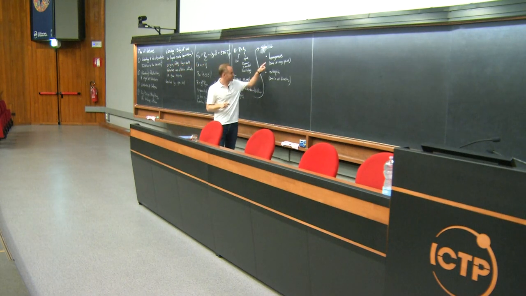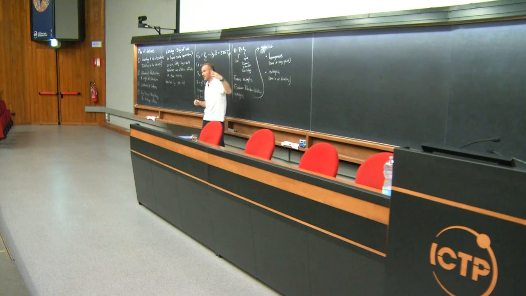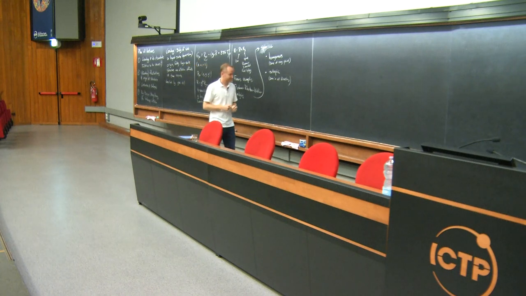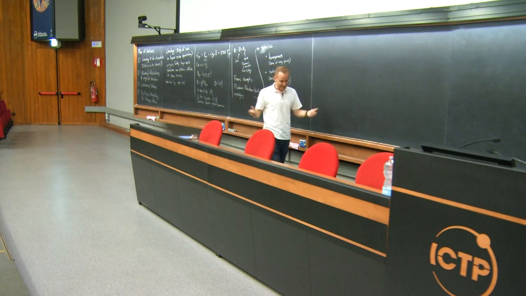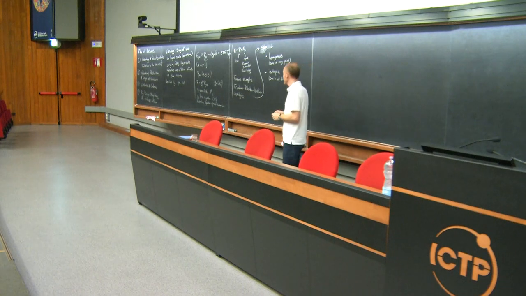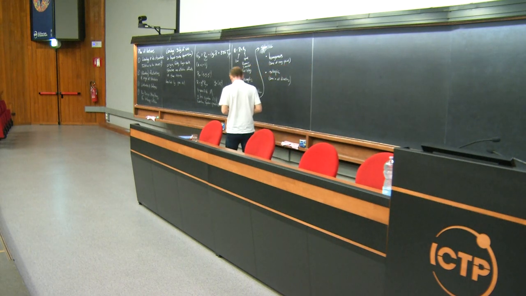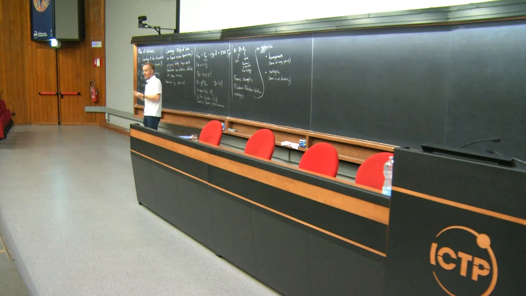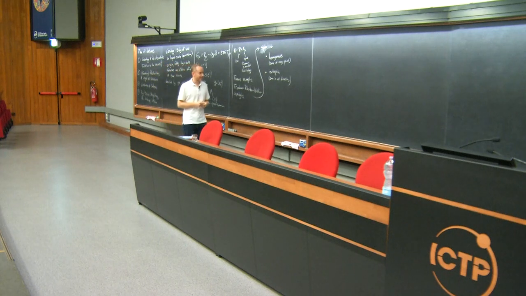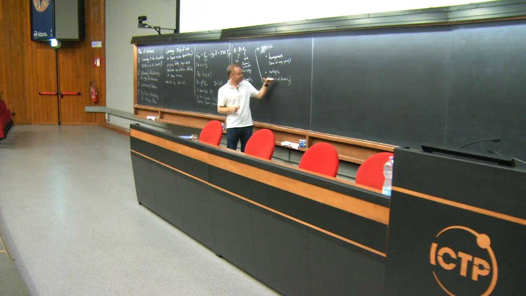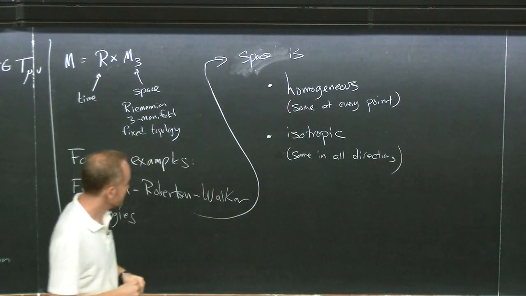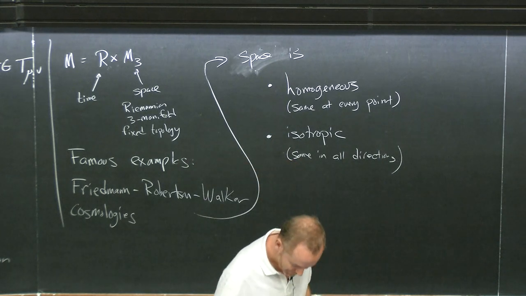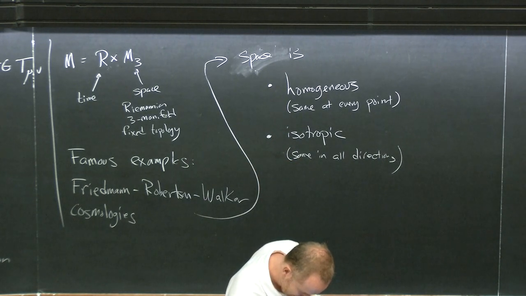In fact, it's rather difficult to test homogeneity, because after all, we're sitting at one point, and we don't really have access to a full volume. We have access to our sky, which is telling us more about isotropy than it is about homogeneity. However, it would be rather unreasonable to believe that the universe is spherically symmetric and centered on us. And so the fact that it looks isotropic from our vantage point is a pretty good reason to believe that it's also homogeneous. And in fact, there are some tests of homogeneity that go beyond isotropy, which if we have time, we can discuss.